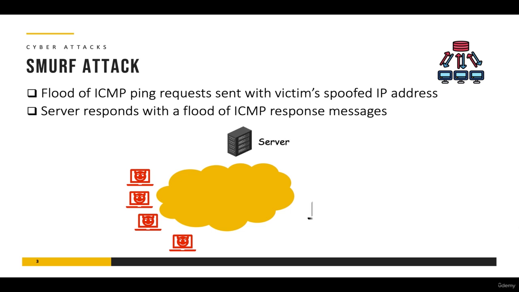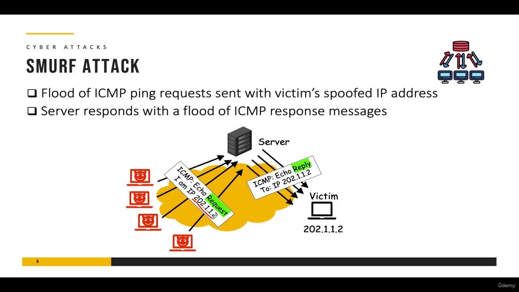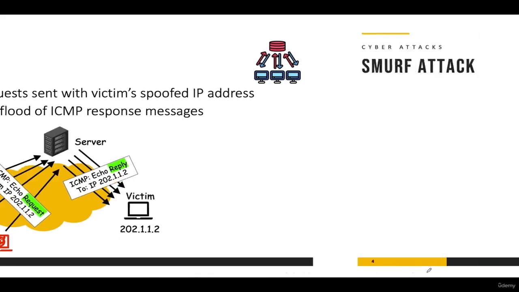The way it works is this. Using a botnet perhaps, an attacker sends a flood of ICMP request messages to the server. Now the ICMP echo request message will have the victim's IP address as the source address. So this is a spoofed IP address. Naturally, when the server responds with its own flood of ping reply messages, it will send all of these to the victim. Now this causes the victim to get overwhelmed, or it can crash the victim. So this is a Smurf attack.